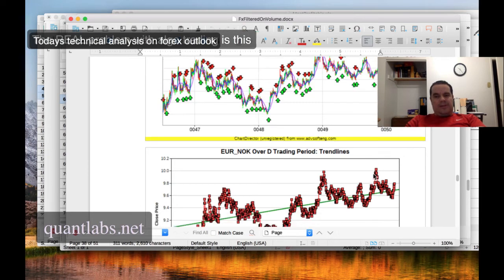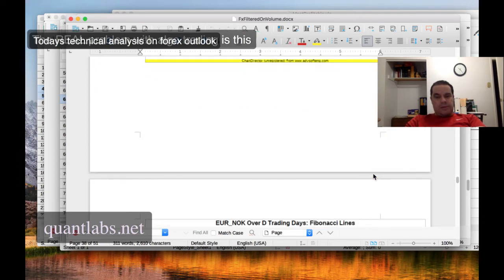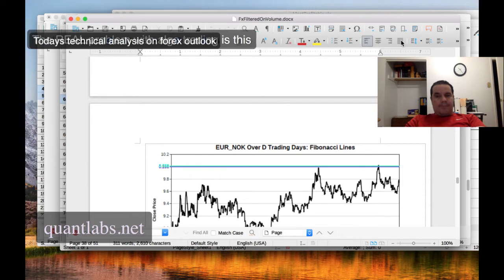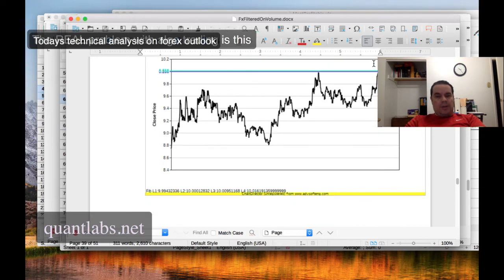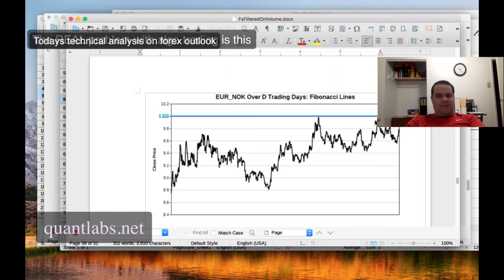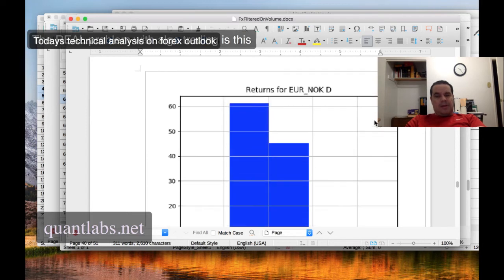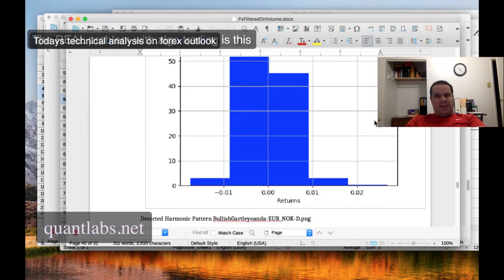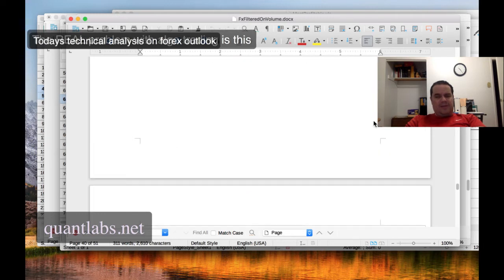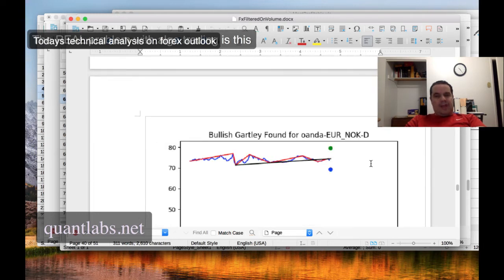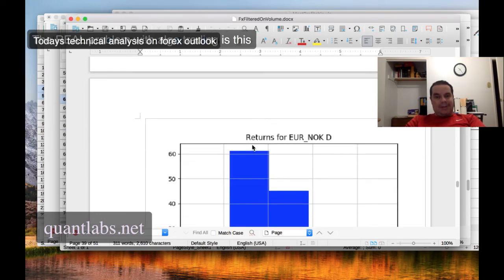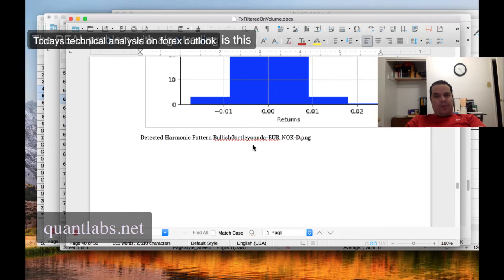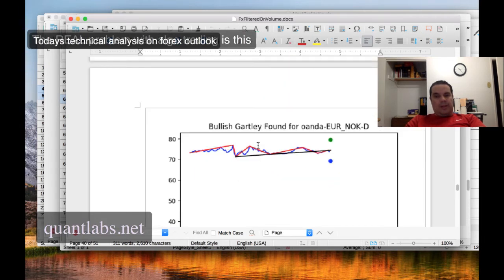Here you can clearly see that the Fibonacci levels are too tight, and there may be a reason. All the price action has been historically below all Fibonacci levels. Again, this is evenly distributed on the negative, positive daily returns. Here's a bullish. Hang on here. Okay, so we have a bullish harmonic here.